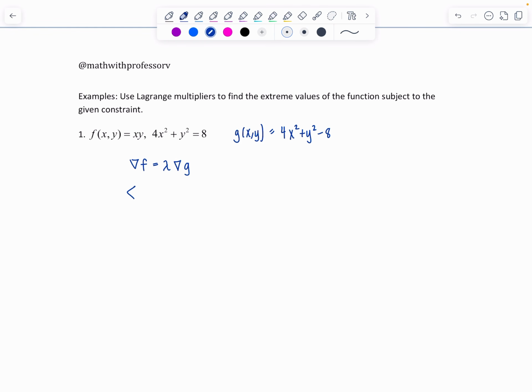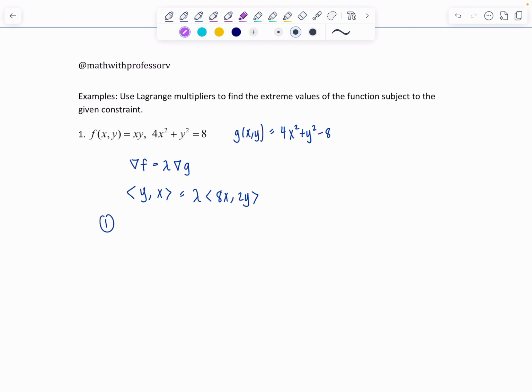So the partial derivative of my function with respect to x will be y, and then the next component would be x, and I have that equals lambda times 8x, 2y. Now we're going to set up a system of equations. So how many unknowns do we have? We have 3: y, x, and lambda. That means I need 3 equations.